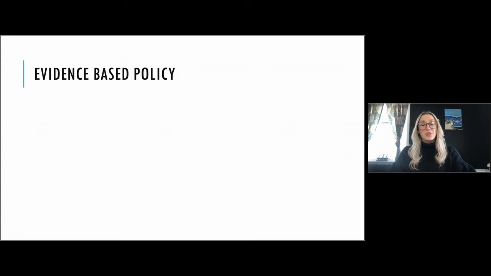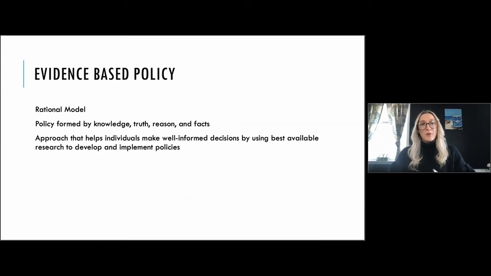Now let's move into how we can use all of this information for evidence-based policy. So looking at evidence-based policy, it's a rational model. We say that evidence-based policy is policy that's formed by knowledge, truth, reason, and facts. Or it's been described as an approach that helps individuals make well-informed decisions by using the best available research to both develop and implement policies.